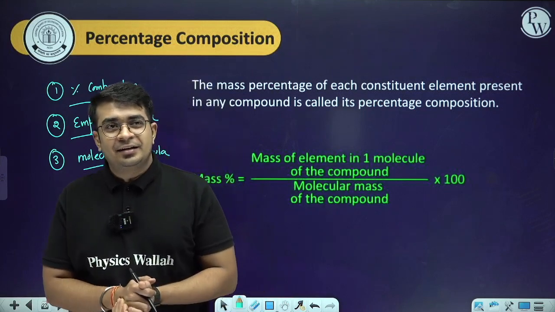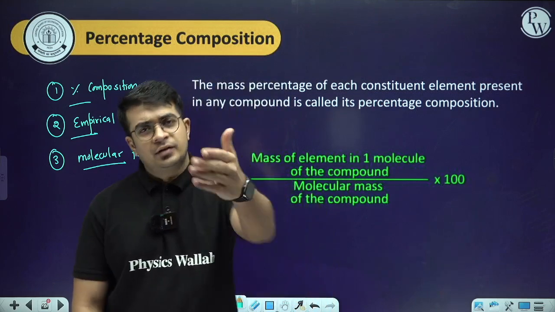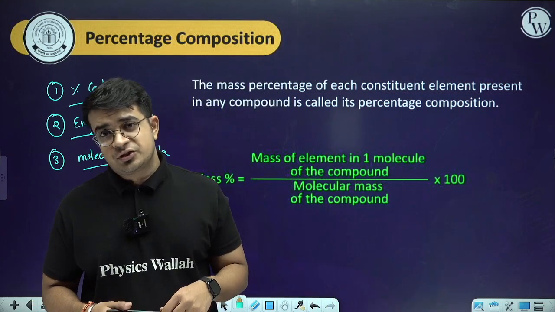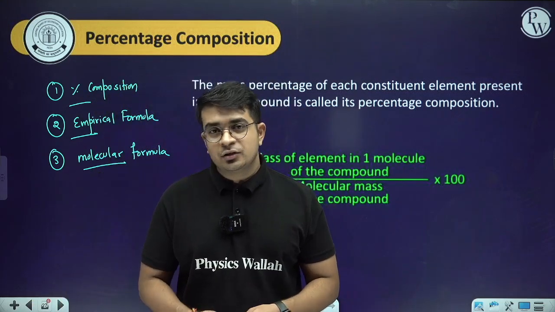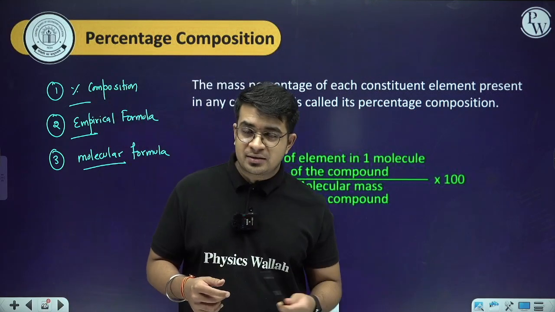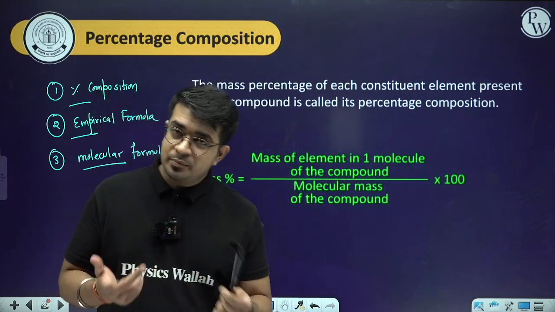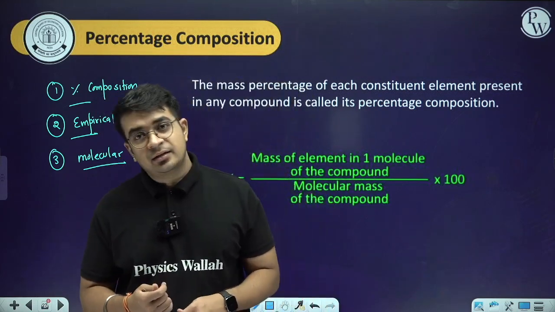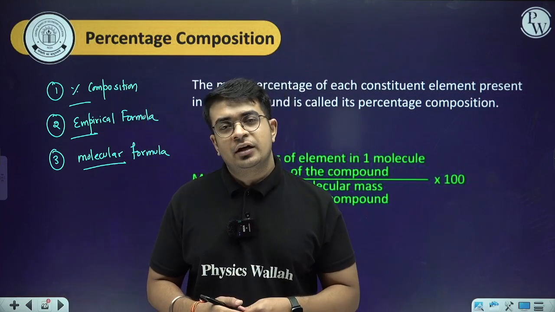Let's say you have 5 pencils and 5 rubbers. What's the percentage of pencils in your total sample? Total amount is 10, so 5 by 10 multiplied by 100, 50% is there. Let's say you have 2 pens, 3 pencils, and 5 erasers. What is the percentage of pens? Total pens are 2 and total components are 10, so 2 divided by 10 multiplied by 100, and that's how you can solve these types of problems very easily.